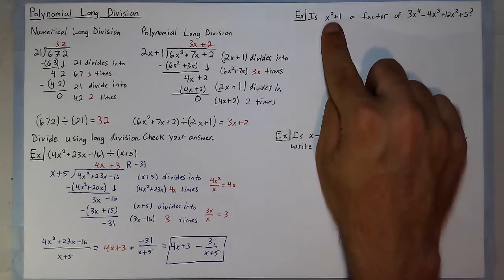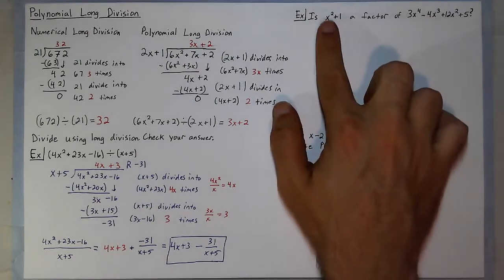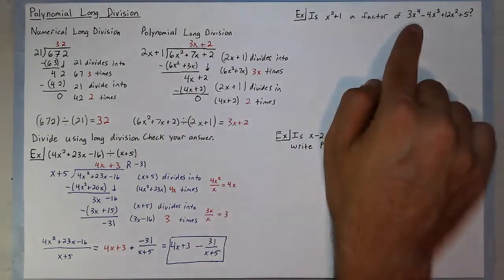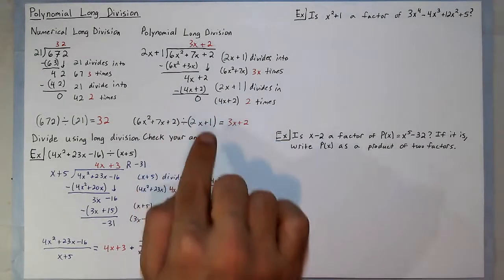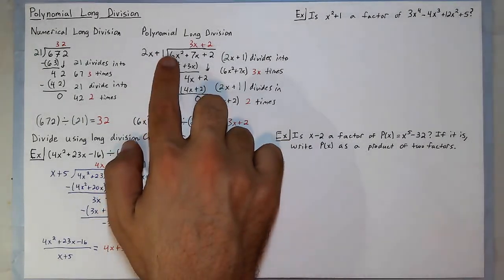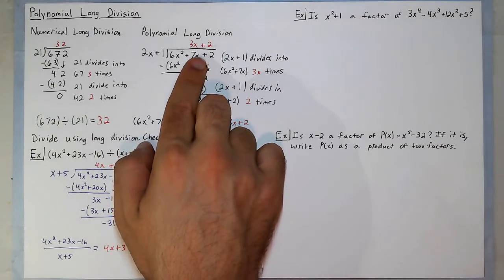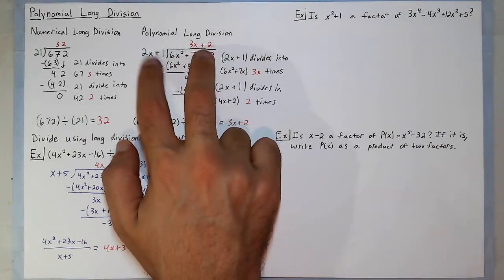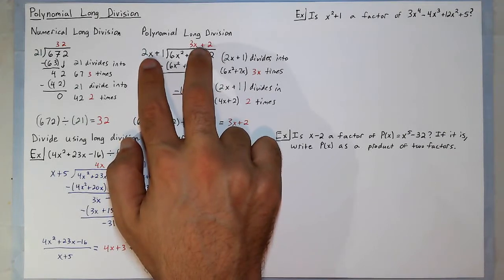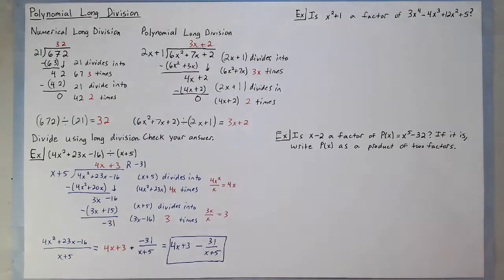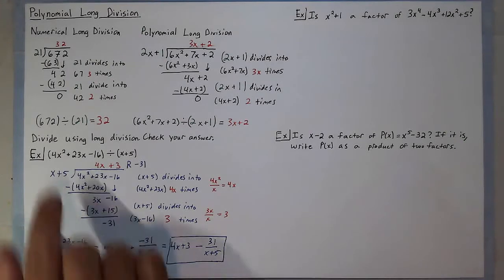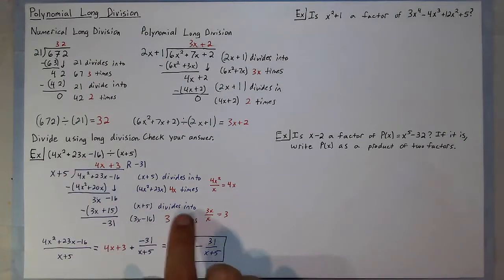Now, let's talk about another situation. You can often use division to check if something's a factor. If you get a remainder of 0, that means that what you divided by was a factor of that polynomial because it divided evenly, giving us those two factors, 2x plus 1 and 3x plus 2, that can multiply to give me 6x squared plus 7x plus 2. While down here, x plus 5 is not a factor because I got a remainder of negative 31. It's the same way that we know that 24 divided by 6 gives you a whole number because 6 is a factor of 24. So let's check this.